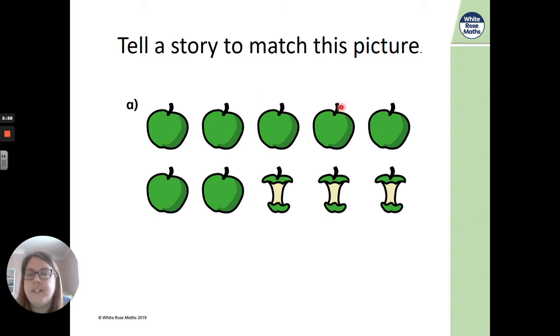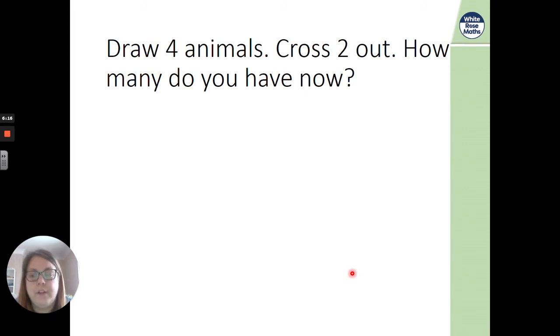So first, there were 10 apples. Then a pig ate 3 of them. Now there are only 7 left. Hopefully you got those numbers right as well. 10 take away 3 equals 7. Now it's over to you.